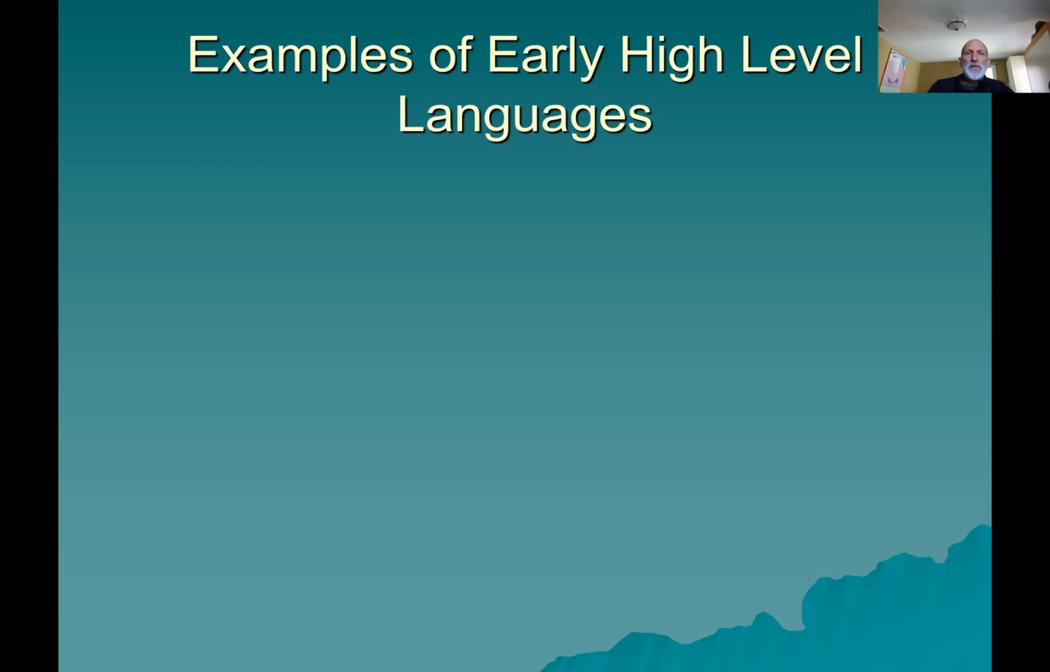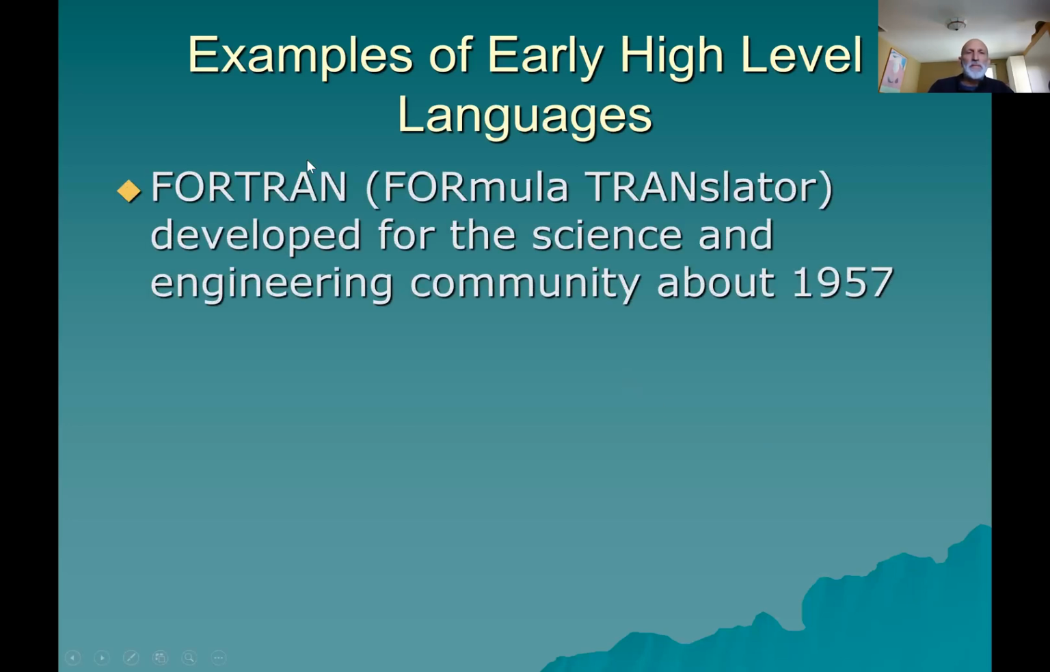Anyway, the earliest ones, the ones that I first learned about, was called Fortran. Fortran was absolutely the first major programming language used by the science and engineering world. It was first invented in 1957. It came into its prominence in the 60s, and it is actually still in use today.